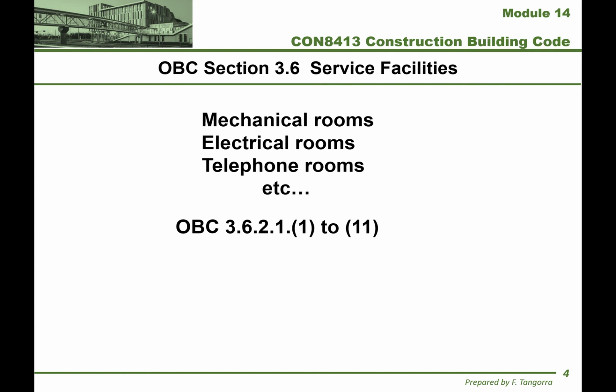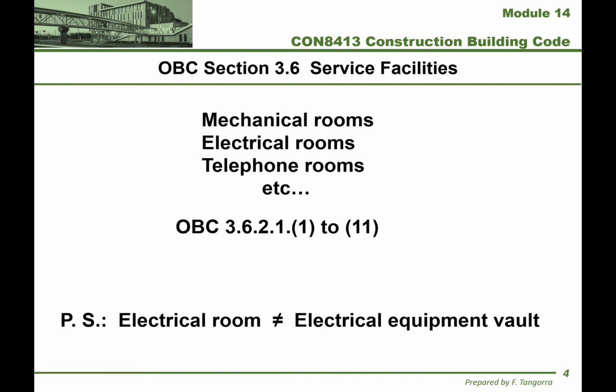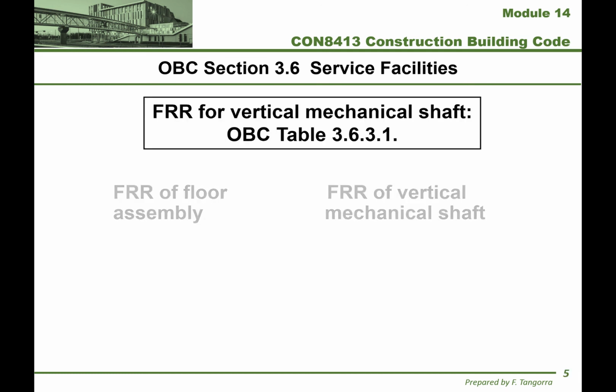They are covered in 3.6.2.1, items 1 to 11. As illustrated here, I would expect you to go over and read these items. One thing I want to point out is that in the building code, the words electrical room actually mean something different from electrical equipment vault. See if you can see what that difference is.